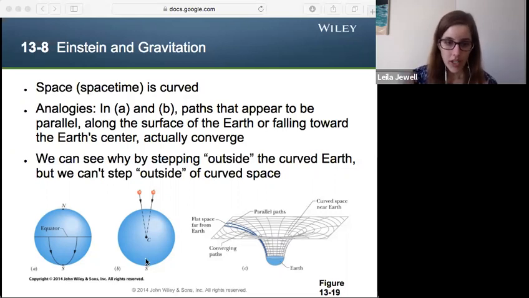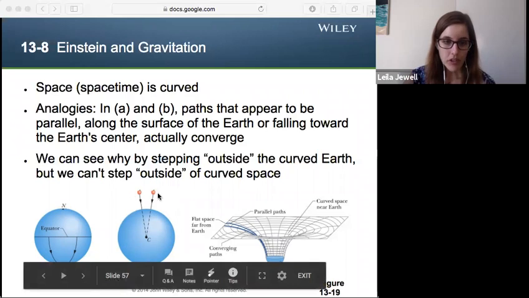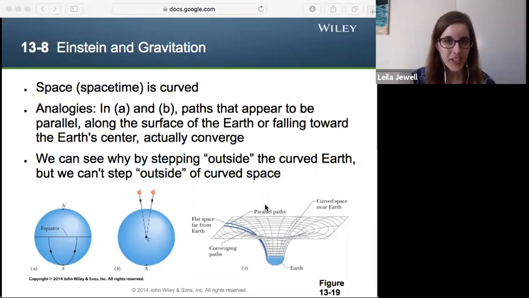Or similarly, if we had two apples that were falling towards the Earth's surface, the closer they got to Earth's surface, the closer they would get to each other as well. And it seems like there's some sort of force that's pulling them together. We can see why not, though.